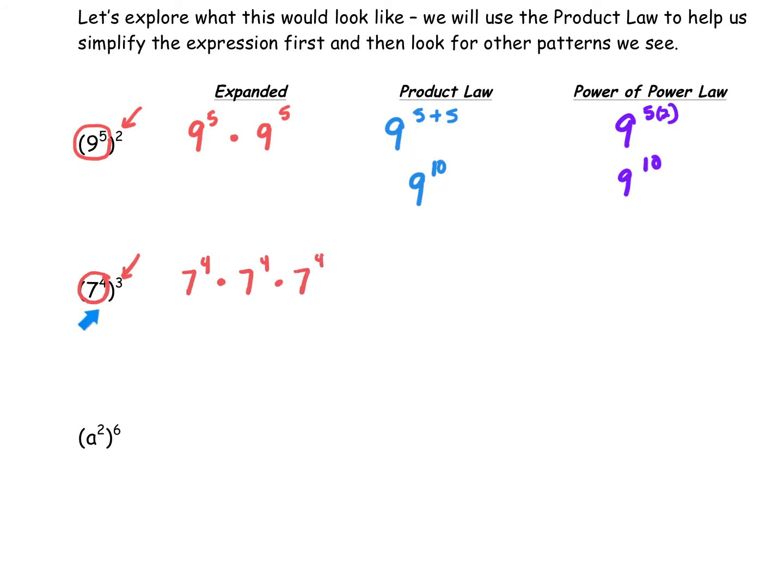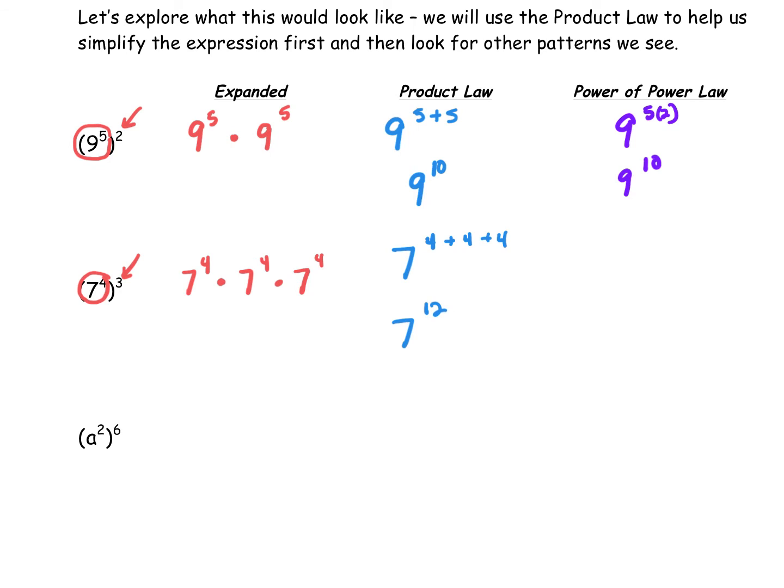So there's 3 of the expressions inside the parentheses. So now let's try using the product law now that we have this quasi-expanded. The product law says that if I have the same base and it's being multiplied, if I see multiplication, I do addition. So I'm going to keep that base of 7, and I'm going to add 4 plus 4 plus 4. And when we complete that, we get 7 to the 12th power.